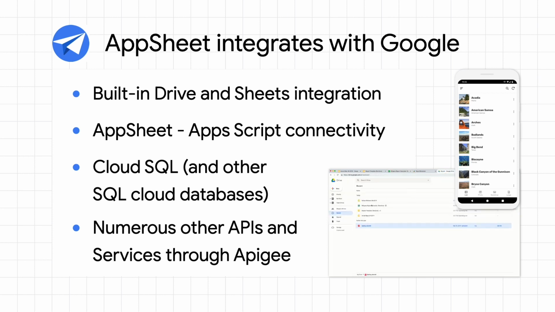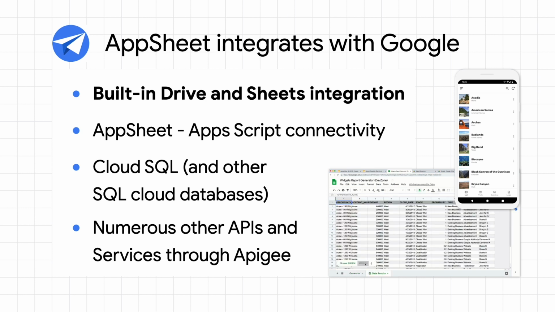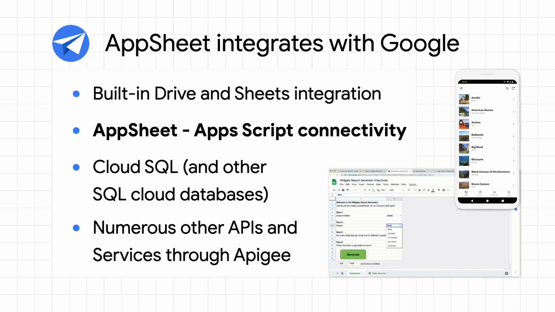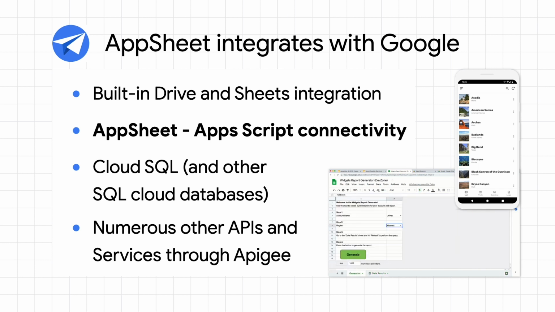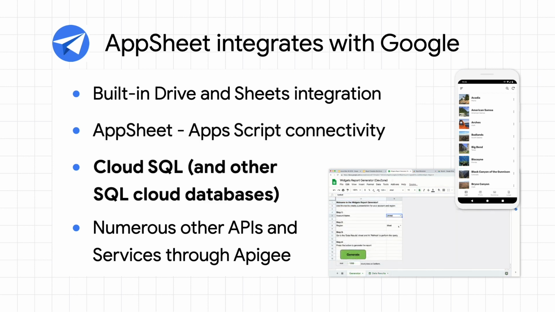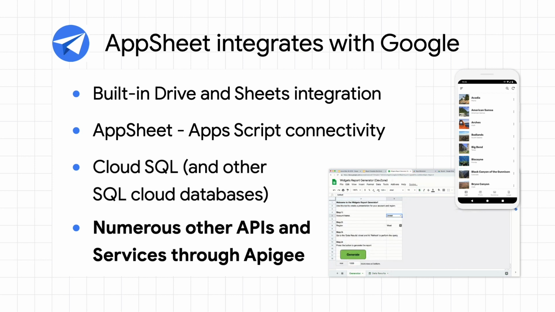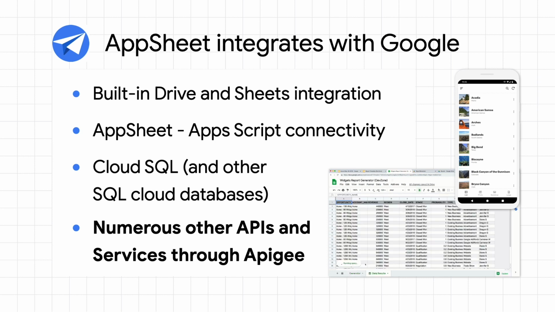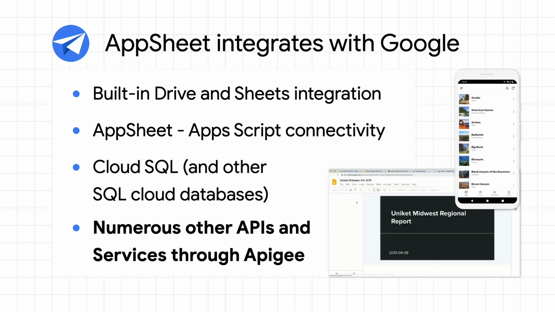First off, Google Sheets and Drive now offer built-in product integrations with AppSheet, meaning that you can create applications directly from both Sheets and Drive. AppSheet can now connect to AppScript, allowing Google Workspace users to connect their existing AppScript code with AppSheet front-end applications. Also, AppSheet allows you to connect to Google Cloud SQL, as well as any other cloud-based MySQL database. And finally, through its Google Cloud Apigee connector, AppSheet can also connect to the vast set of APIs and services that Apigee currently supports.